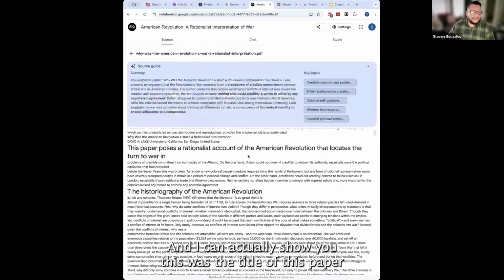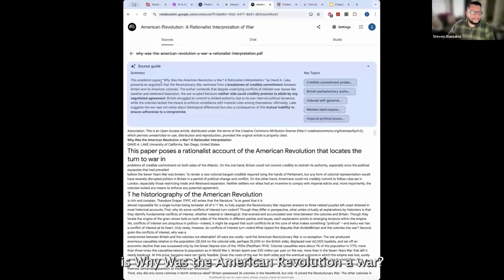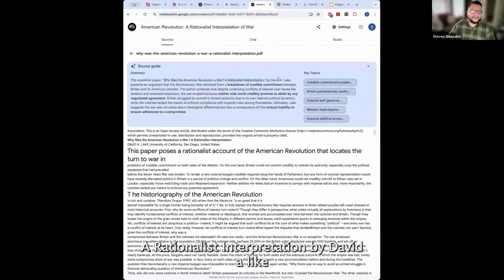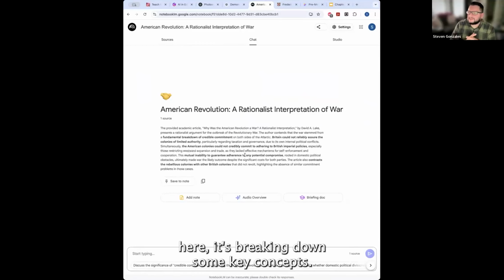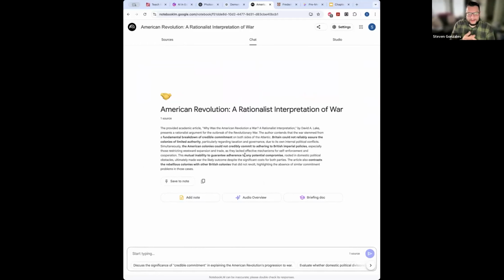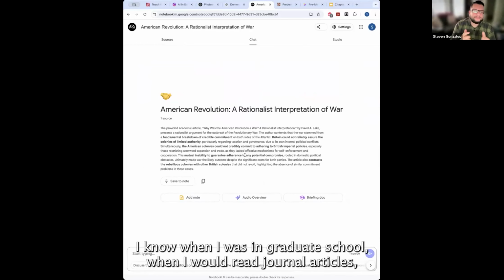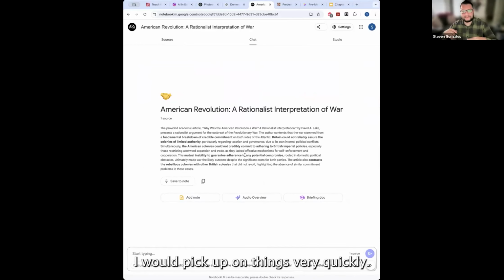The title of this paper is Why Was the American Revolution a War? A Rationalist Interpretation by David A. Lake. Now, when I go into this, the summary here is breaking down some key concepts. I know when I was in graduate school, when I would read journal articles, I would pick up on things very quickly.